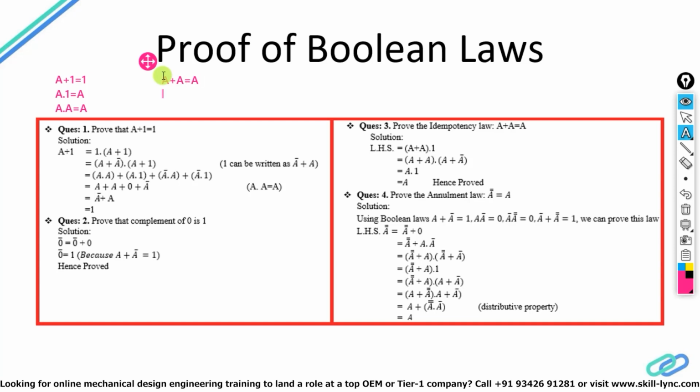Next is A plus A bar equal to 1. A into A bar equal to 0. In a similar manner, you can write A bar plus A double bar equal to 1 and A bar into A double bar equal to 0. So using these important properties, you can prove any Boolean laws or theorems. Let's move to the other part.